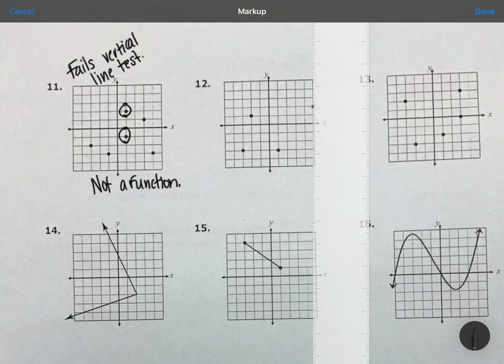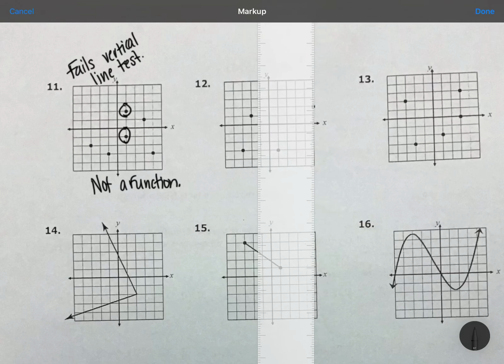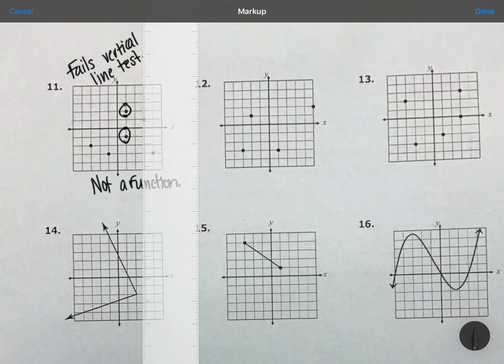All right, let's take a look at number 12. Anything above or below that dot? Nope, we can keep going. Only 1 point there, only 1 point there, and only 1 point there. So this one passes the vertical line test. This one is a function. And you would do the same thing for each of these.